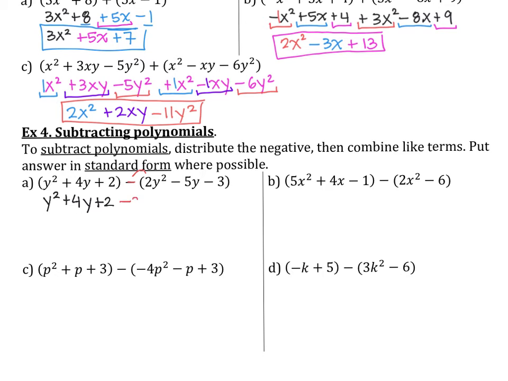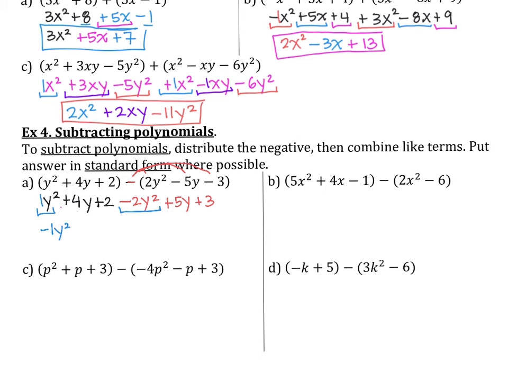So now this is negative 2y squared. If I distribute a negative and it's already negative, it makes it a positive 5y. And if I distribute a negative to a negative 3, it makes it a positive 3. So it changed all the signs on the second polynomial. Now that it is distributed, I'm going to look for like terms. The highest exponent is y squared. So 1y squared minus 2y squared. 1 minus 2 is negative 1y squared. Or you could just write negative y squared because we assume there's a 1 there even if it's not written.